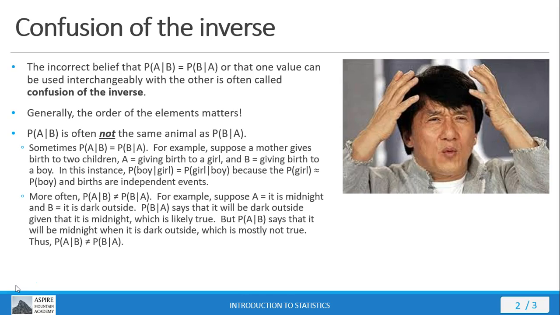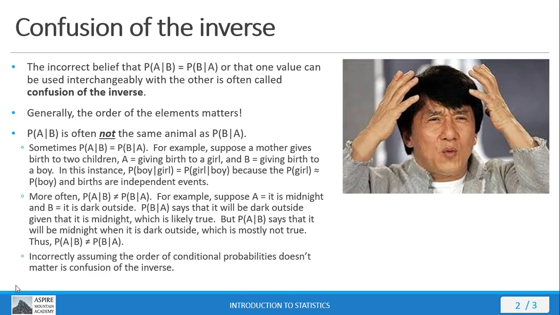So all you need to understand from this concept of confusion of the inverse is that the order in which you place the elements in your conditional probability matters. That's all you really need to know about it. And that's pretty much what confusion of the inverse is all about. So incorrectly assuming the order of conditional probabilities doesn't matter is what we call confusion of the inverse. But as I say, all you need to remember is the order of the elements in your conditional probability matters.